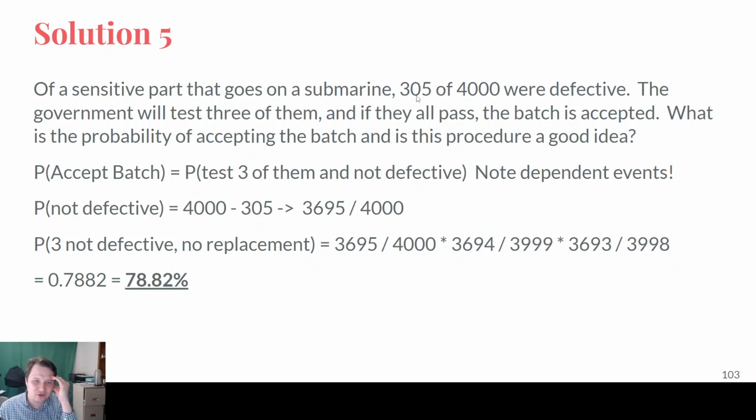Well, we can see that 305 of them are bad. A little bit less than 10% of the parts are bad, but we have a 78% chance of saying that the batch is good. So to me, that's terrible. Would you get on this submarine? I sure wouldn't. So we probably need to test more parts, because a lot of batches are being accepted, even though a good chunk of them are bad. And so you can see that testing 3 of them and seeing that they're all good is not a good procedure, because we're accepting this terrible batch 78% of the time.